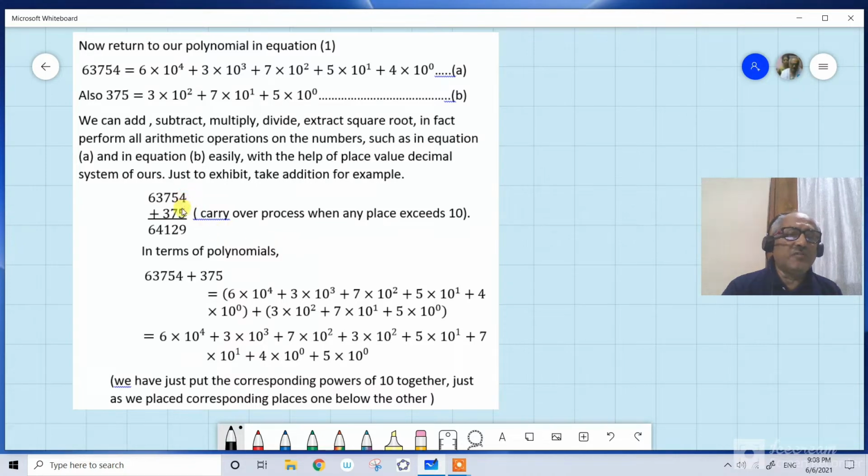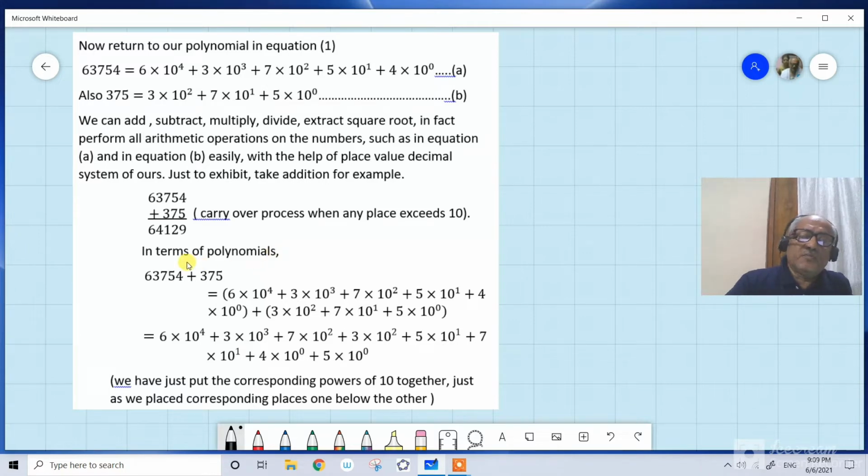You add 4 plus 5, that is 9 right here. Then 5 plus 7 is 12, because this place cannot contain more than 9. So from 12 you keep 2 here and carry over 1 to be added here. So 7 plus 1 is 8 plus 3 is 11. Again 11 cannot be kept here. So keep 1 and carry over 1. So 3 plus 1 is 4, then 6 is 6. So this is the addition everybody knows.